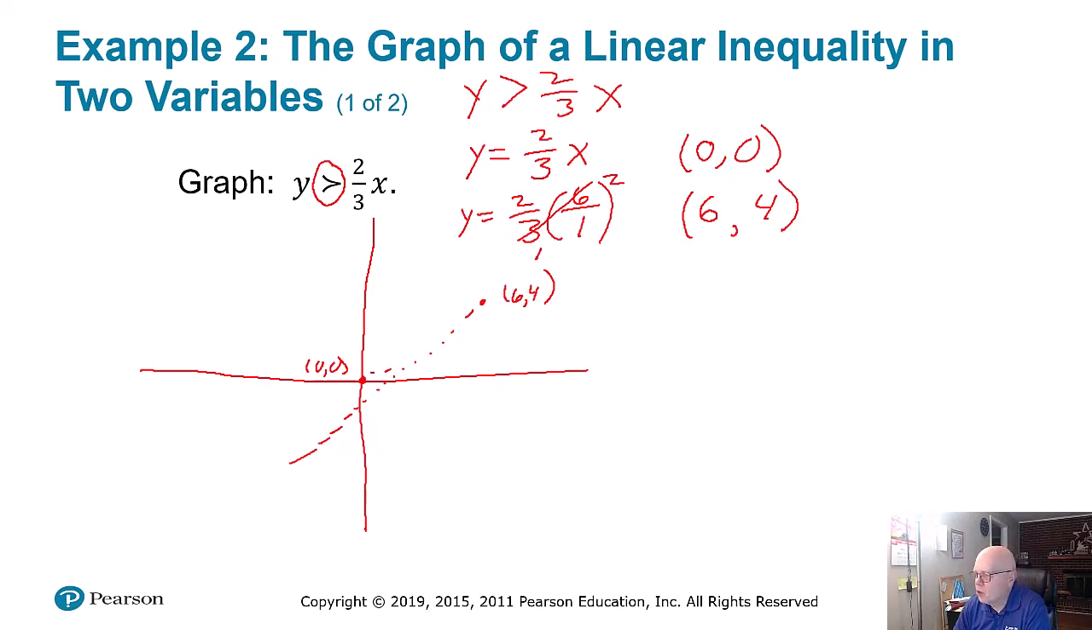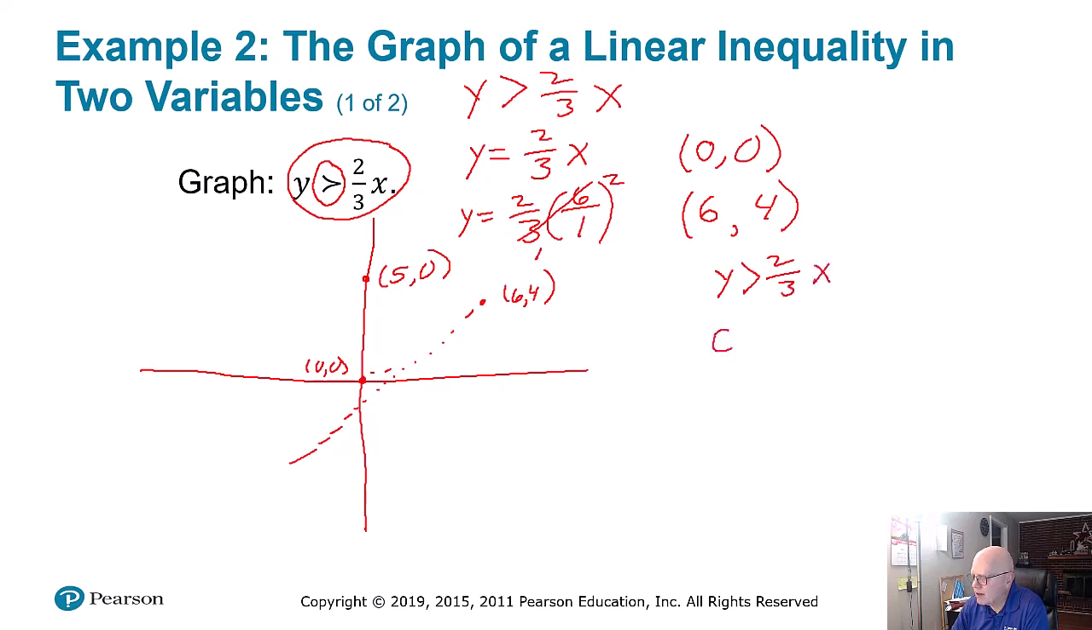Now, which side am I going to shade in? That's a good point. So how about this point up here? Let's pick the point 5, 0 and see if that works. So I'll go back to my original inequality, and I'm going to put 5 in for x, 0 in for y. So y is greater than 2/3 x is my inequality.